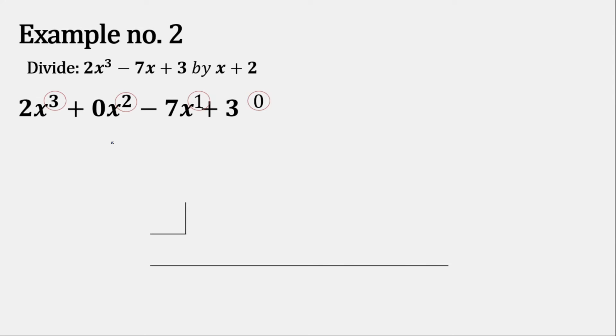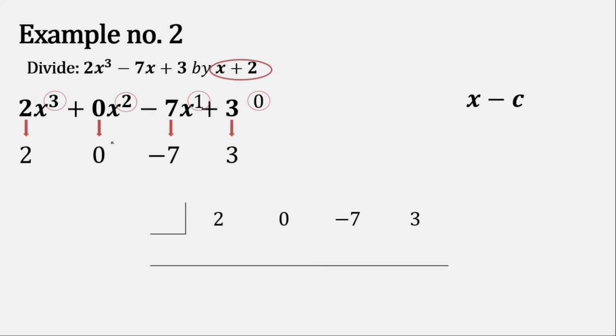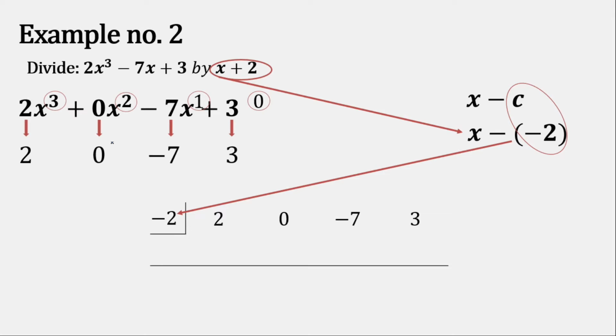Now, for our coefficients, we have the first term, we have 2, then 0, negative 7, and 3. Now, let's put them on the table, and let's go to our divisor. The divisor should be in the form of x minus c. Our divisor here is x plus 2. Then, to get the value of c, we need to think of a number on how to make it negative instead of positive. So, our c is equal to negative 2.